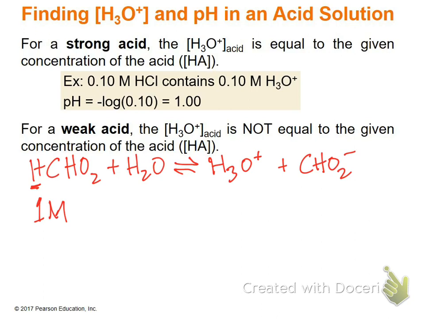And so if you have a 1 molar solution of formic acid, that means the concentration of the hydronium ion will be a lot less than 1 molar, based on the definition of a weak acid. They don't ionize completely, so they don't generate the same concentration of hydronium ion. If we're looking at 1% ionization, the concentration is probably going to be around 0.01, or 0.001.